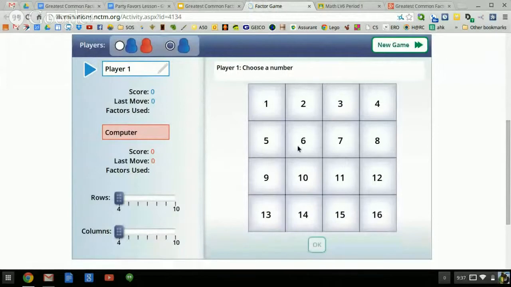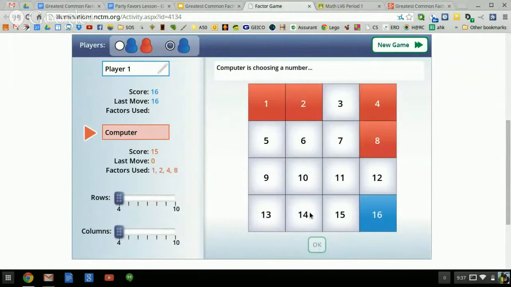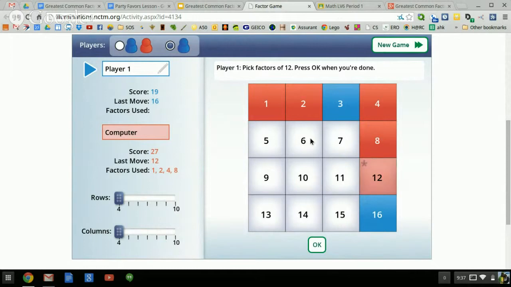You choose a number, and the computer is going to pick a number. They have to find all the factors. So I picked 16. It found 1, 2, 4, and 8. So I got 16 points, but the computer ended up getting 12 points. Okay, and then it says 12. So I have to find all the factors of 12. 3 and 6 are factors of 12. Okay, then it'd be my turn.